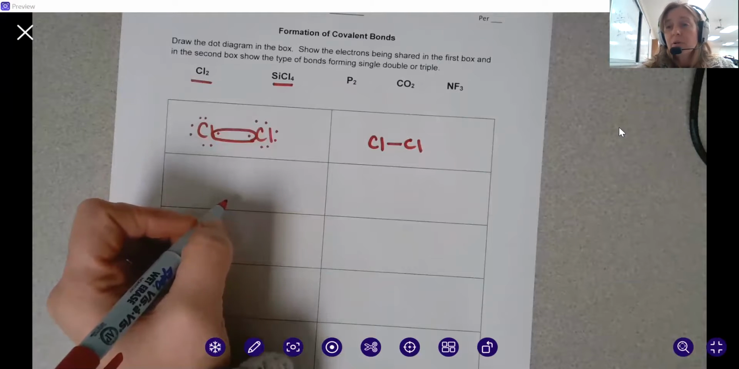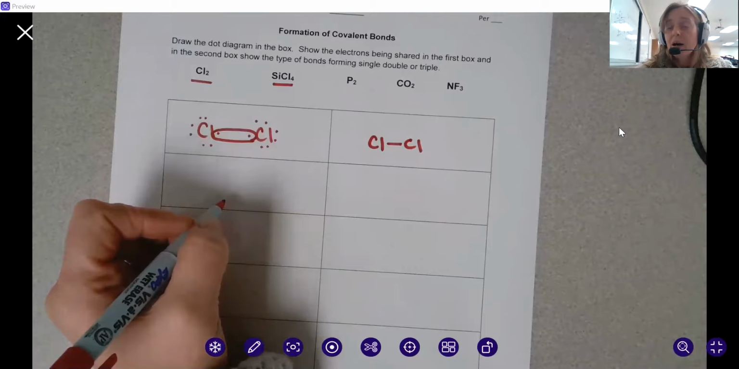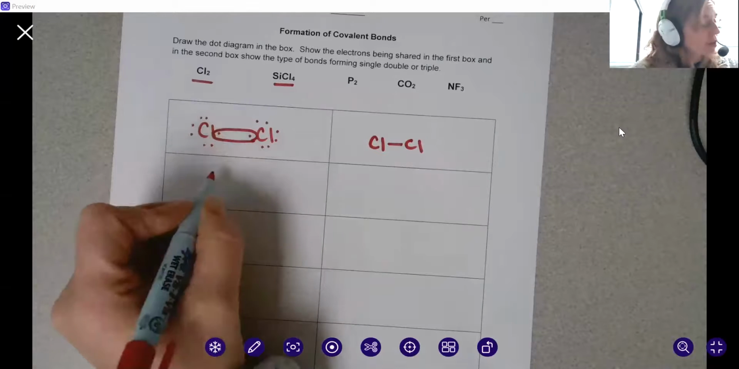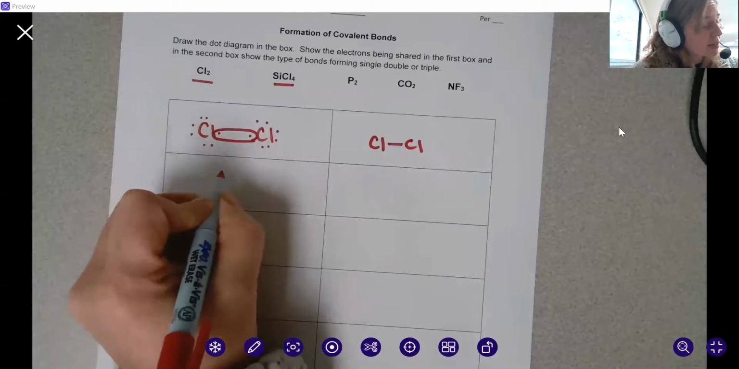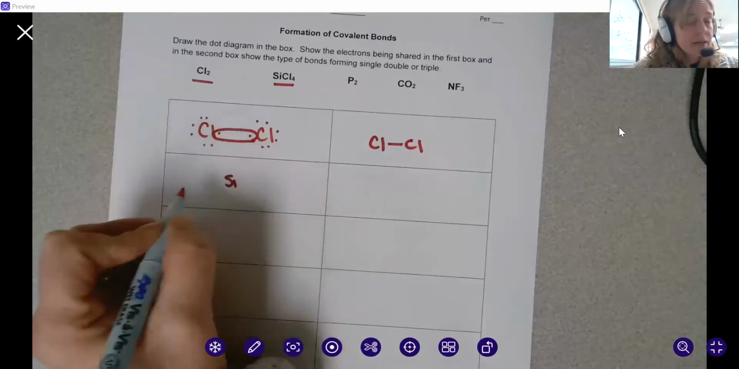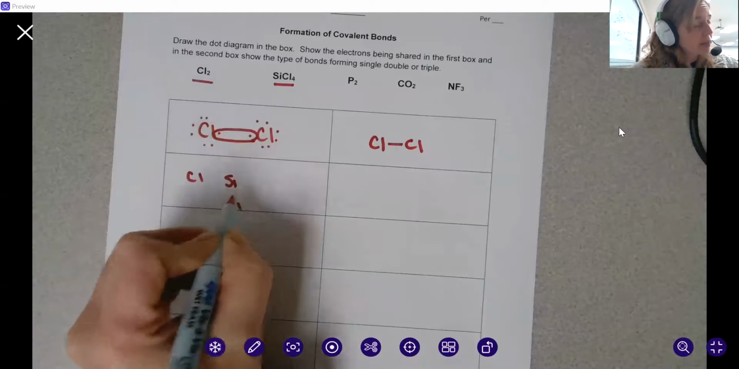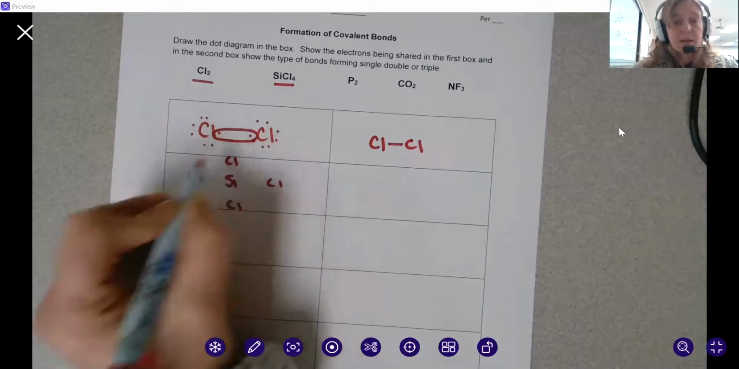Sometimes, though, hydrogen is written first, so it's confusing. But every other time you have a compound, the central element we're going to be dealing with is going to be the first element listed. So for our purposes here, we're going to have SiCl4. So we're going to have Si, and then we're going to have 4 chlorines surrounding the Si, like so.